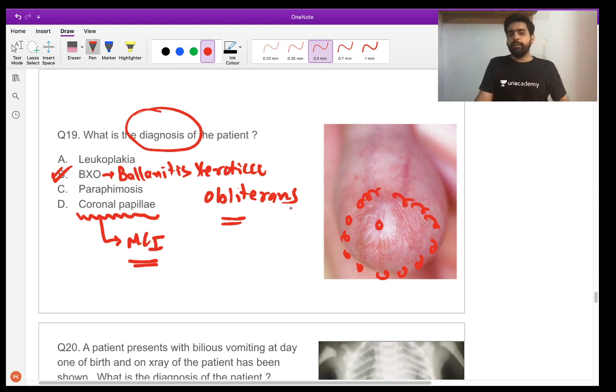I'm really sorry for that. But yes, coronary papilla, the image was asked in the recent MCI exam. The exam governing body is the same, so it might be asked. That is why I put up this BXO. Okay, so I hope you understood this.